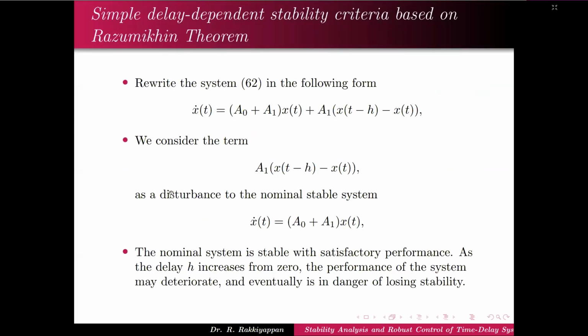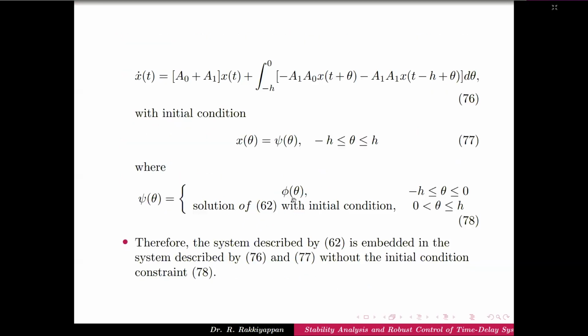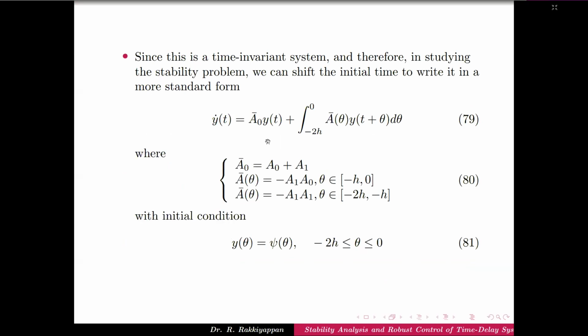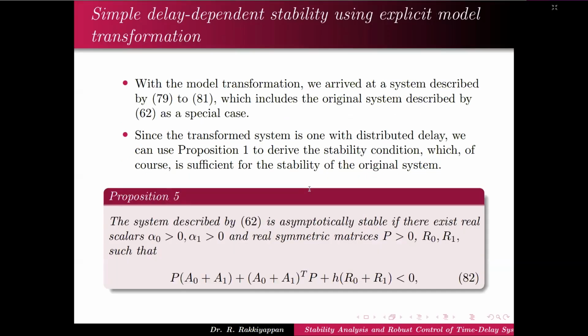Similarly, we can have one more model transformation. Using model transformation, we can get equation 76, and then we can solve and achieve the stability analysis of the given system. Similarly, we have different kinds of methods for a system having time delays, single time delays.